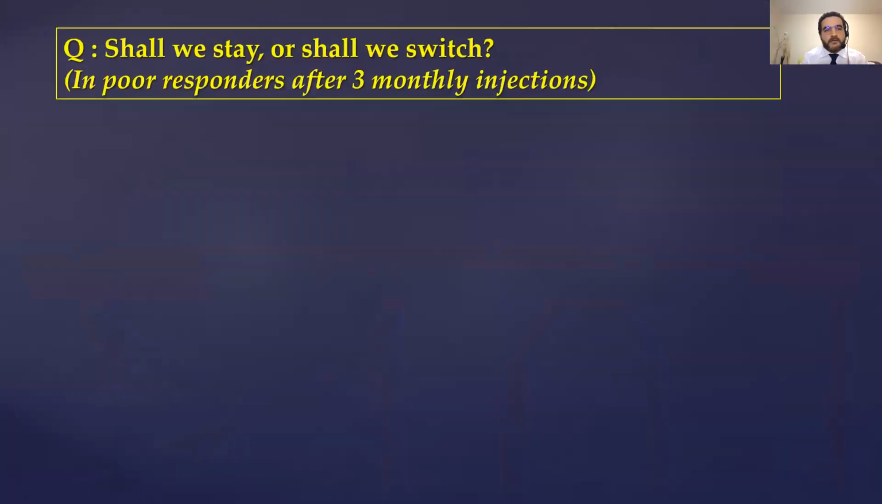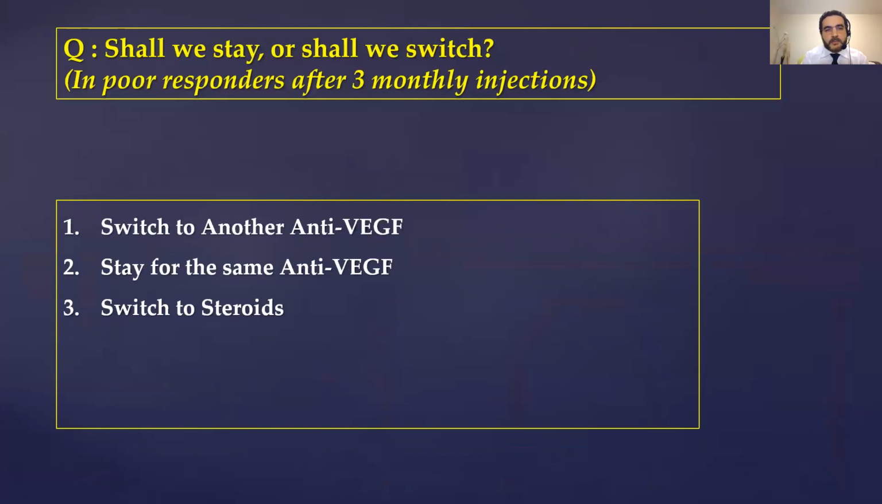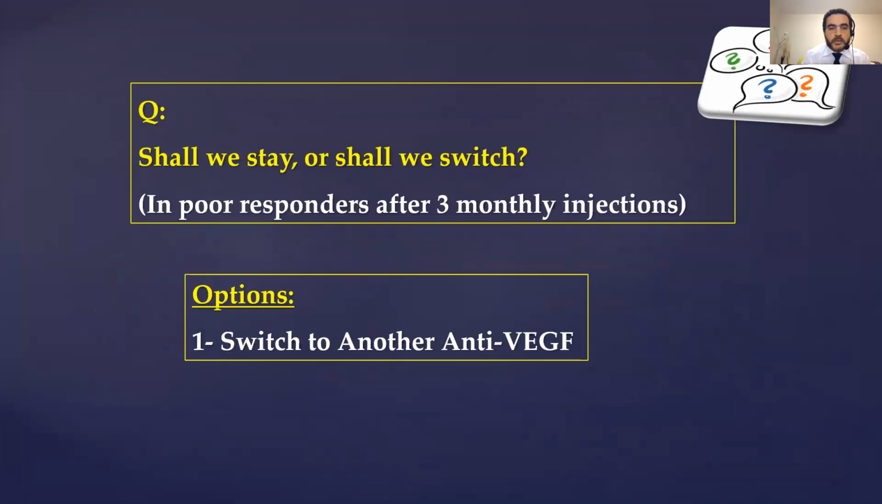So now if we have a patient who didn't respond well after 3 monthly injections, what is the next step? Switch to another anti-VEGF, stay with the same, or switch to steroid? Regarding the first option, which is to switch to another anti-VEGF, personally I was doing this before, switching among anti-VEGF in DME, but I stopped now. When I looked at the literature trying to find evidence for that, I could not.